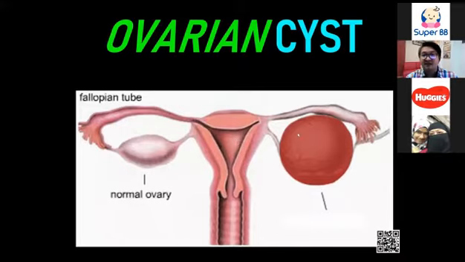And the cyst. A cyst is basically a fluid-filled sac. Anything that you fill with water, a sac or a balloon, we call it a cyst. So when I talk about an ovarian cyst, it is a fluid-filled sac in the ovary. A lot of people ask me about kidney cysts and liver cysts. No, I'm not talking about these other cysts. I'm talking specifically about cysts on the ovary.